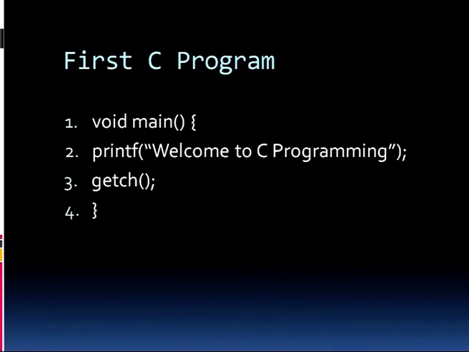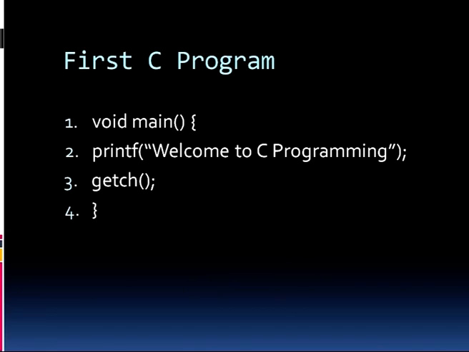This slide shows a simple program in language C. At line number 1, we use the keyword void. What is its purpose? We will study it in detail later on. Then we use main, which is the name of a function. Then we use opening braces and a message printf enclosed in double quotes, terminated by a semicolon.